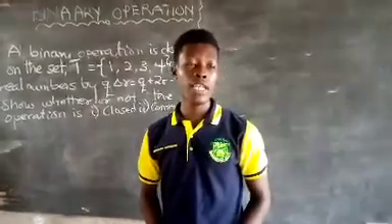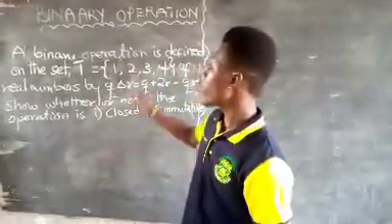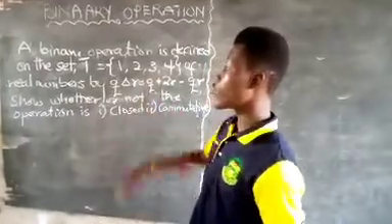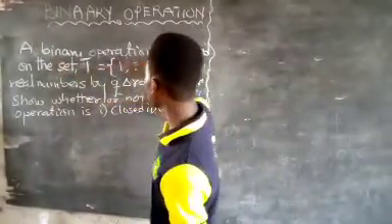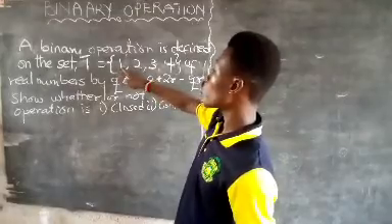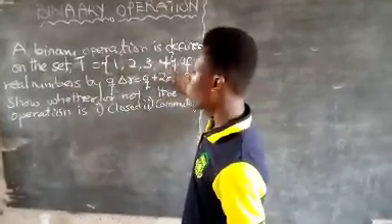Okay, in the last section of today's class, we bring you a binary operation in the form of a table. When the questions are given to us, this is how they are given. They'll give you a binary operation defined on the set T, which is equal to 1, 2, 3, and 4.